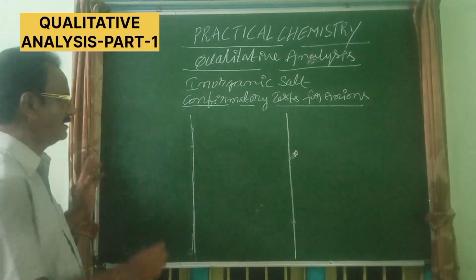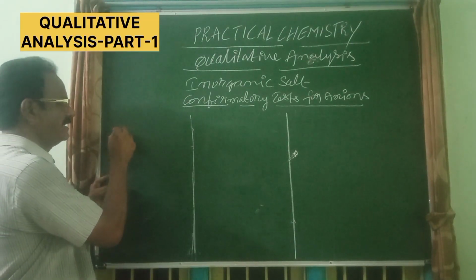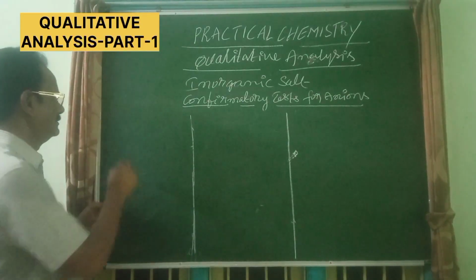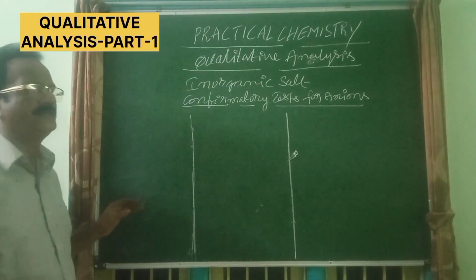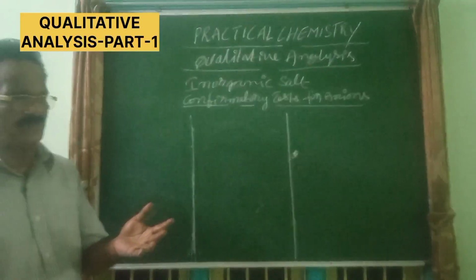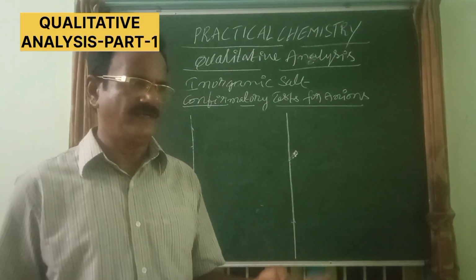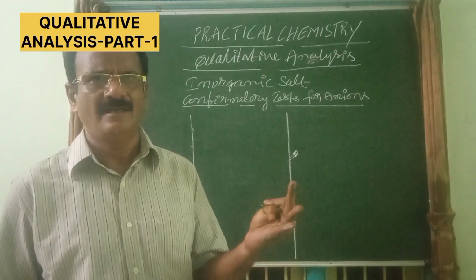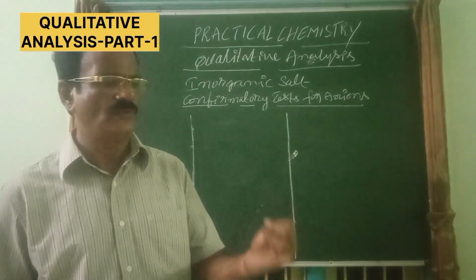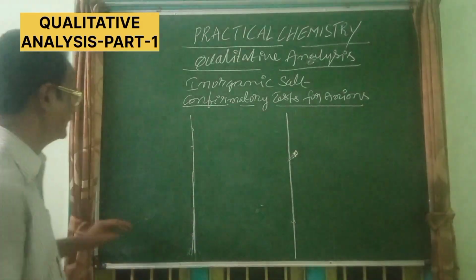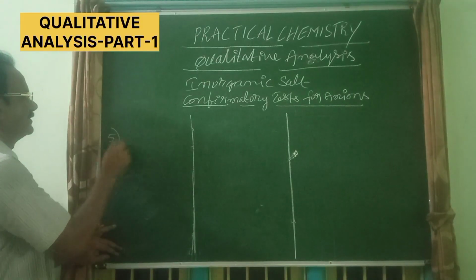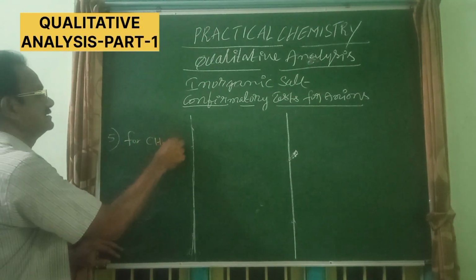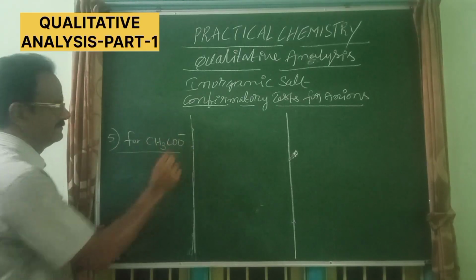Let us see the confirmatory test for acetate. So I think we have completed sulfate, chloride, bromide, nitrate, borate. This is the fifth one, confirmatory test for acetate, CH3COO minus.